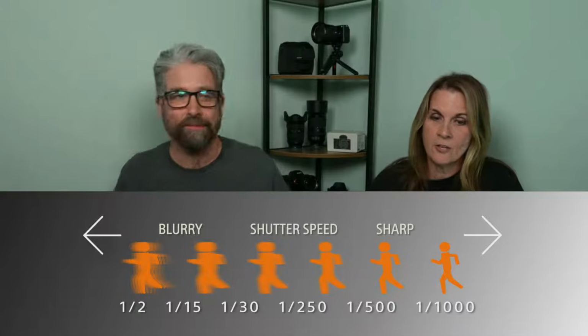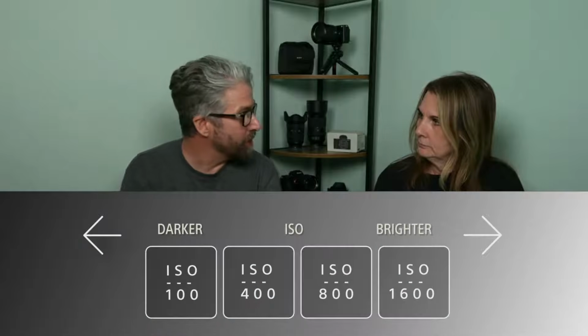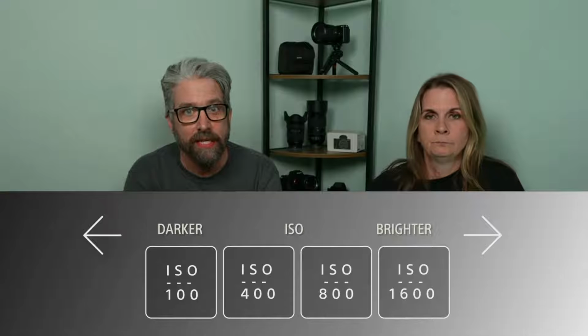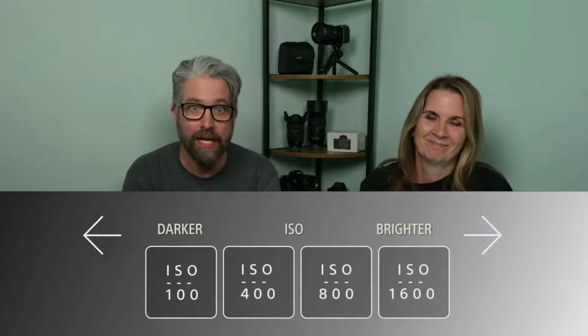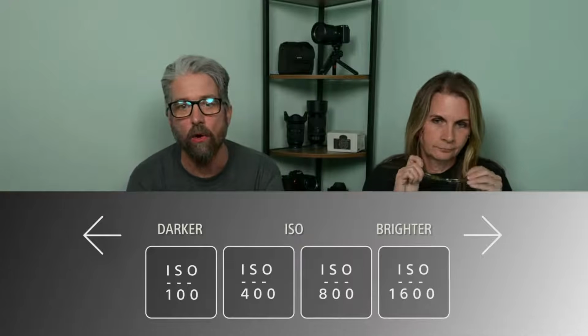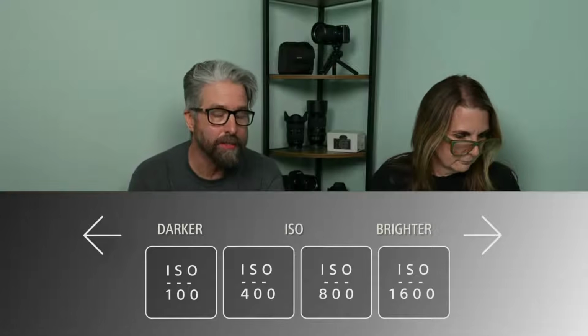Correct. And then the third aspect of the triangle is how does your camera deal with that light? So that's ISO. It's the sensitivity of your sensor that you set. So low ISO gives you a clear image. If you want to think of ISO as increasing brightness, it also increases noise.